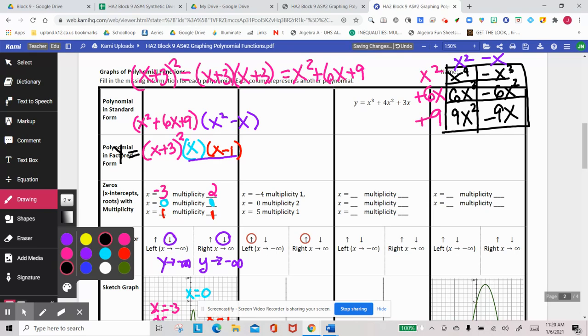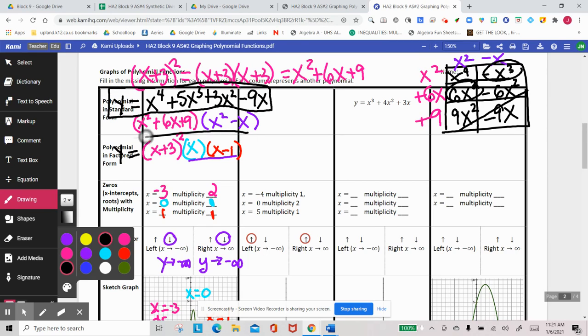And then when I combine like terms, I get x to the 4th. My x cubes combine to 5x cubed. My x squares will combine to 3x squared. And then I'm left with negative 9x. And again, always make sure that you have f of x or y equals. So this would be the polynomial in standard form. In factored form, I have my roots or my x-intercepts, I have my end behaviors, and I have my graph.